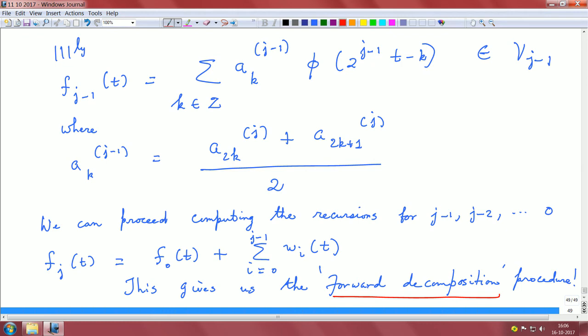So, we will stop here and then we will begin with the reconstruction step following this.